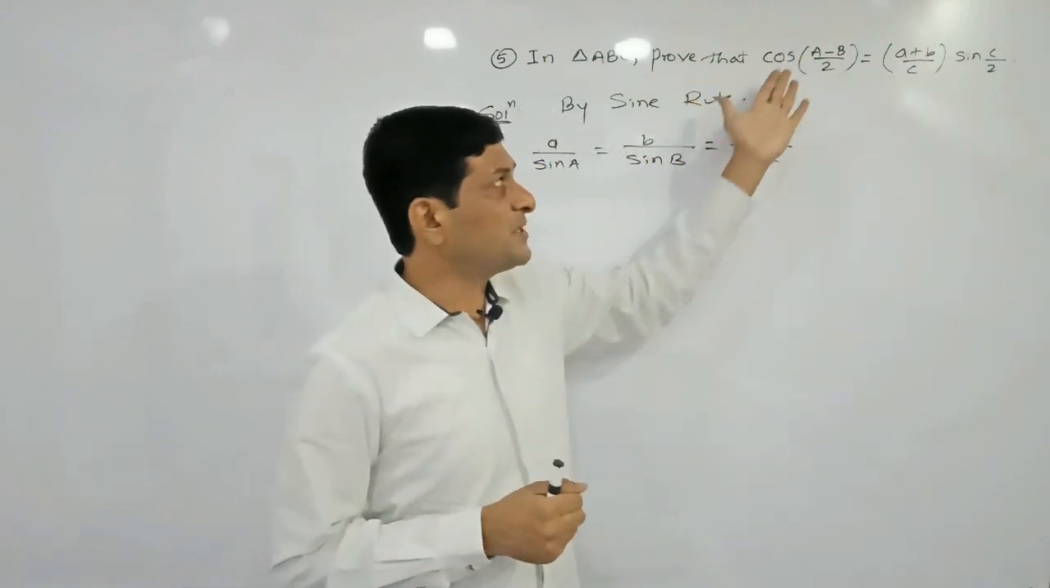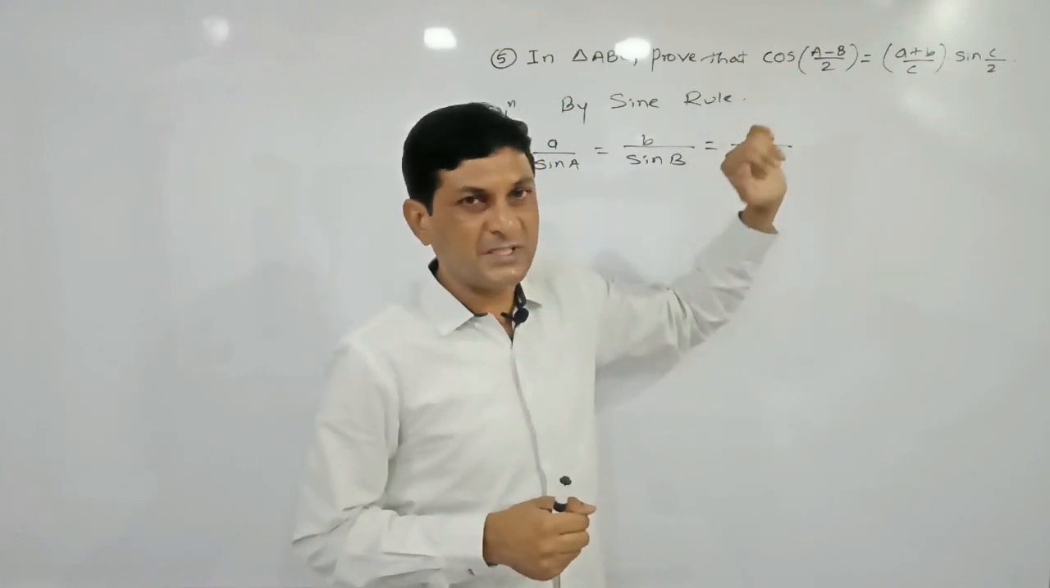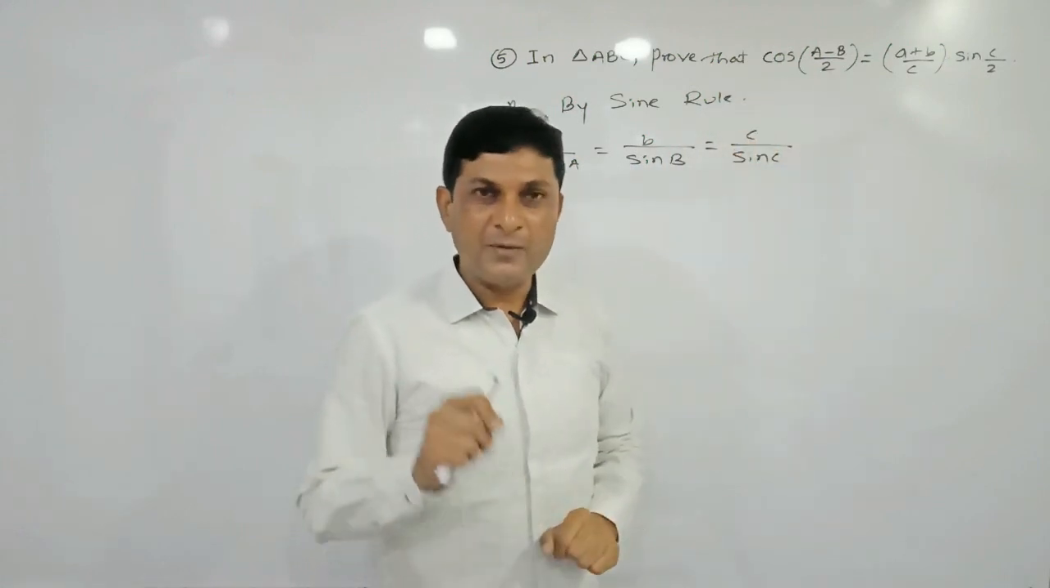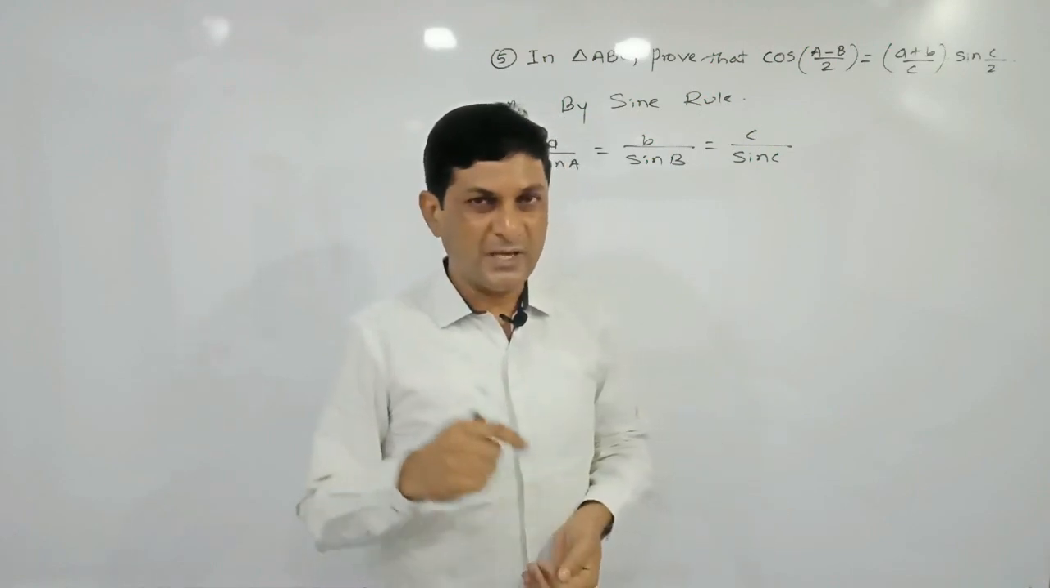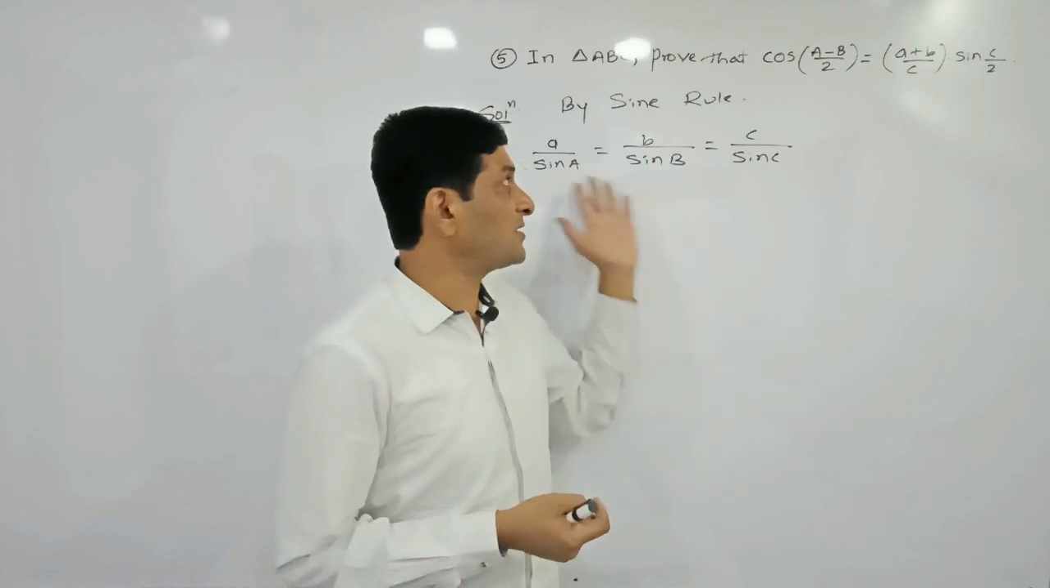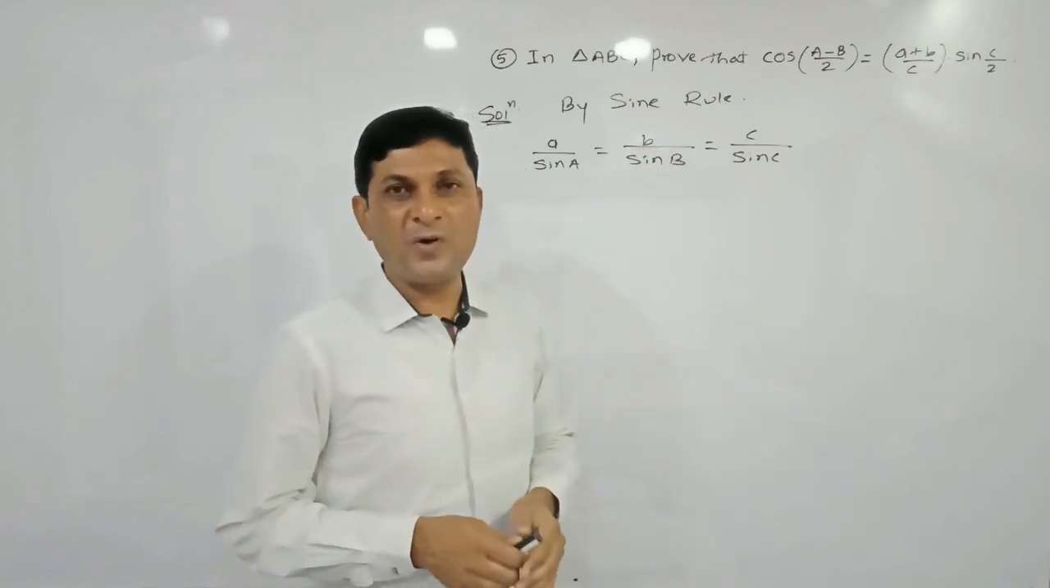But if you observe the left hand side, small a, small b, small c do not appear on this side. Means our aim is to eliminate what? Small a, small b, small c. And this can be done using what? Sine rule. So that's why here first we have written the sine rule.